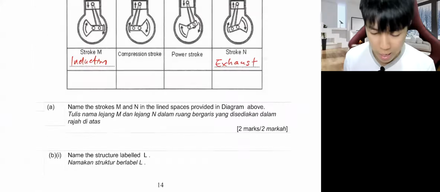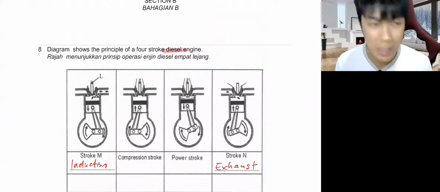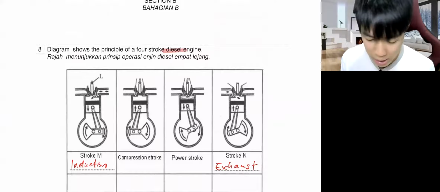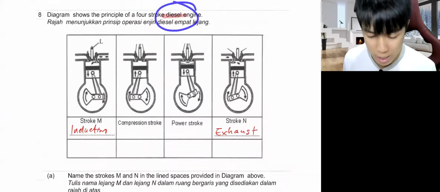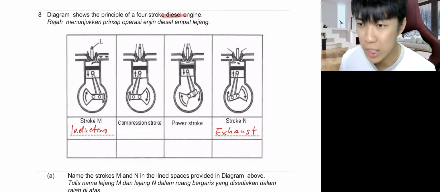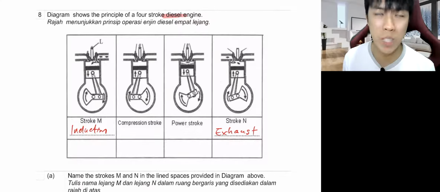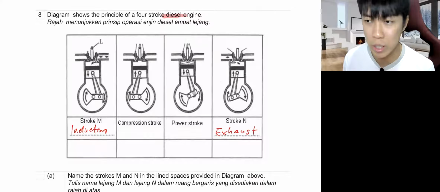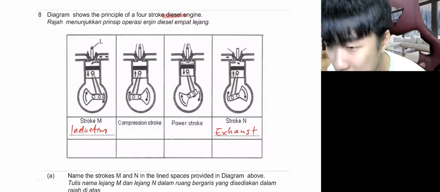What is L? Now, as I was saying, please remember what engine is this? This is a diesel engine, hence L is, do you remember? Fuel injector. Okay, fuel injector. Yeah, it's not the spark plug. Spark plug is for the petrol engine.